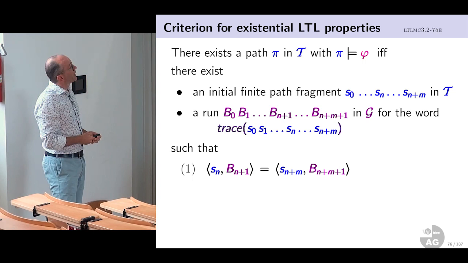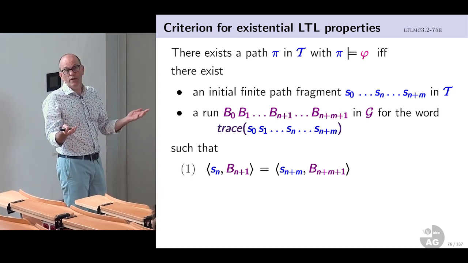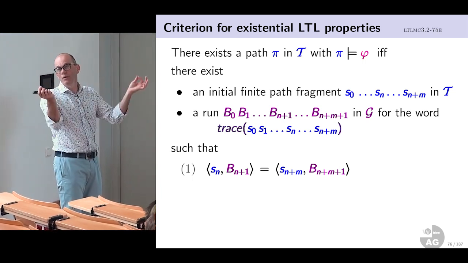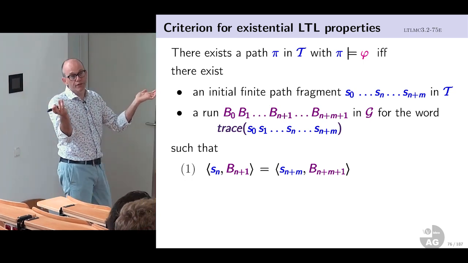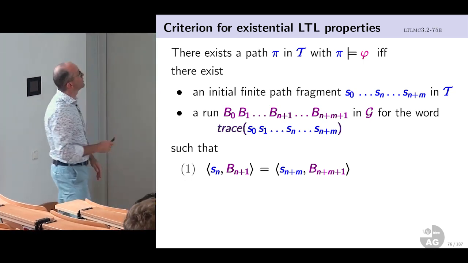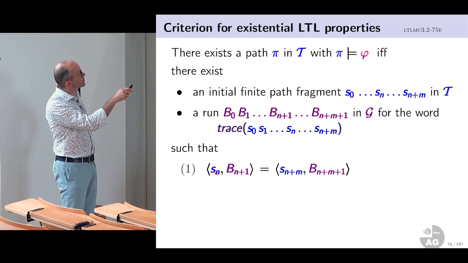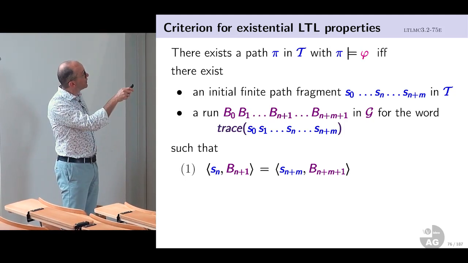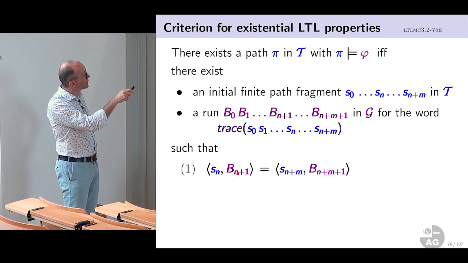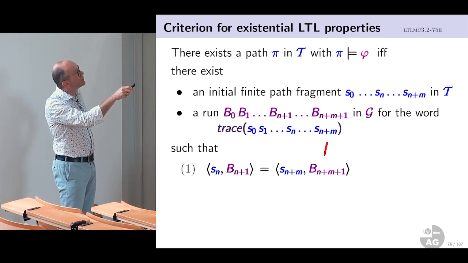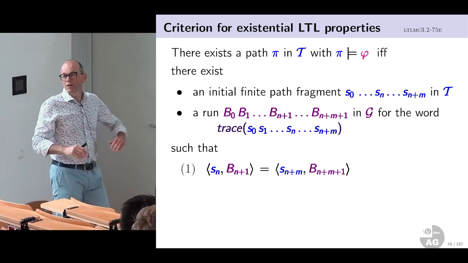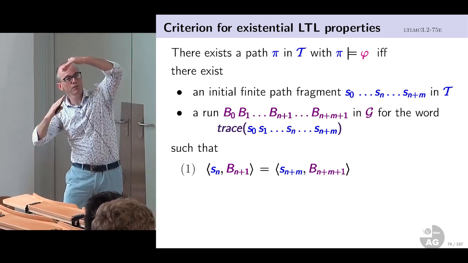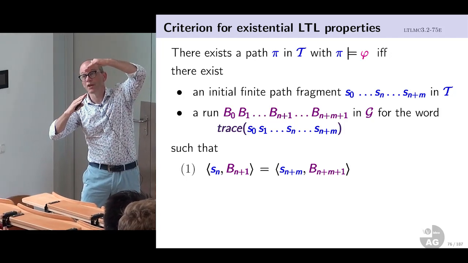Such that, what do we want to have? We want to have a cycle. Why do we want a cycle? Well, we only have finitely many states, and we want an infinite run, so we need to find some cycle. That means that in the product, we have to be able to show that being in state Sn in the transition system and in state Bn+1 in the Büchi automaton is the same as being in the last state here and the last state there. Why is this shifted by plus 1? Remember the product construction, which was always shifted by one position. That's the plus 1 here.